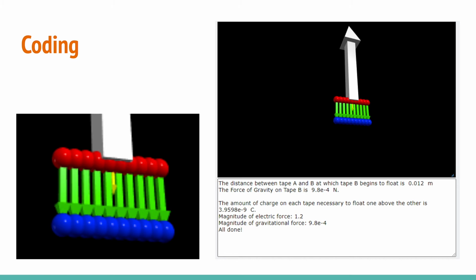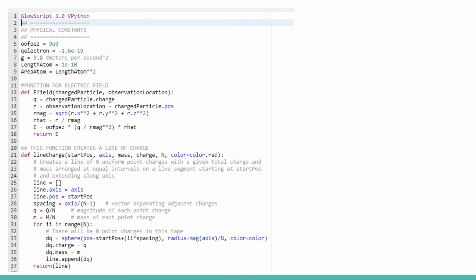This is the output window from my code with many of the values that I've already gone over, as well as a digital model of what is going on. And here is the first section of my code. I started my code off listing physical constants. The next portion is my function for calculation of an electric field.